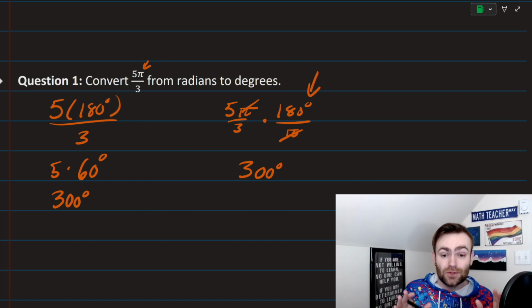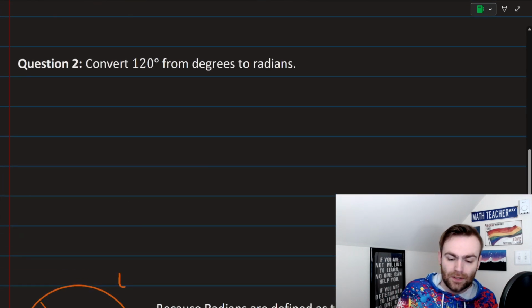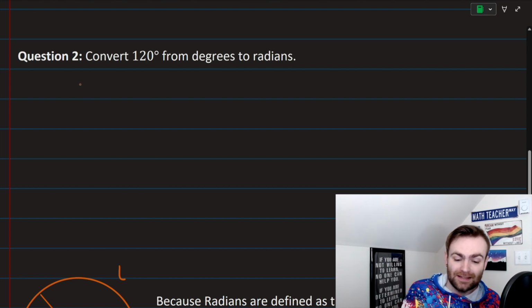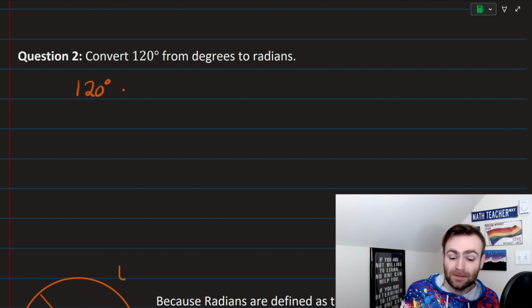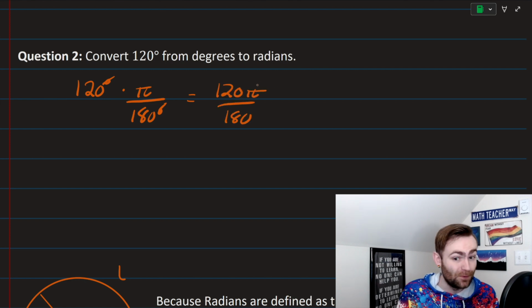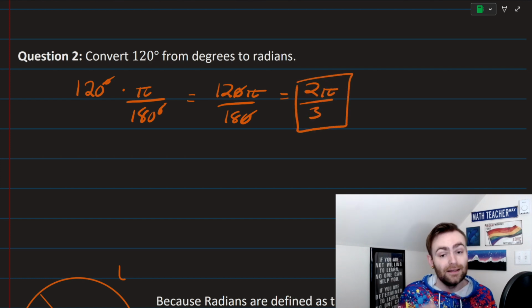So let's continue. Let's try going the other way around. When we go from degrees to radians, there really is only one way. It is taking our degree measurement, multiplying it by pi radians, and dividing that by 180 degrees. Now the degrees will cancel, and then we can simplify from here. If I have 120 pi over 180, I notice that both of those are divisible by 10, so we can reduce that. And 12 and 18 are both divisible by 6, giving us 2 pi over 3 radians. Not too bad.